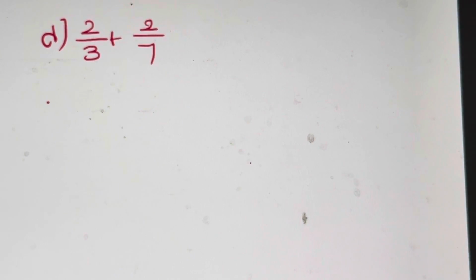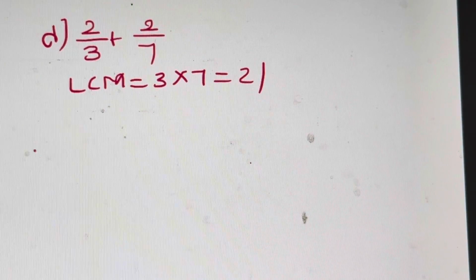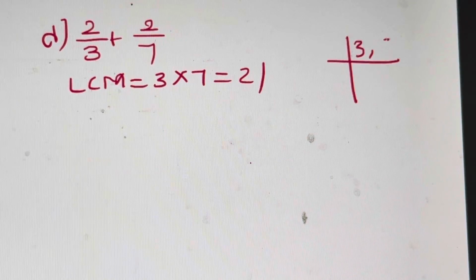Right? So again here you can see 3 and 7 are the denominators. So the LCM would be 3 into 7, their product, that is 21. Again, if you want to show method, write 3 and 7. You will understand yourself when you understand if they are co-primes, the steps you are doing are unnecessary.